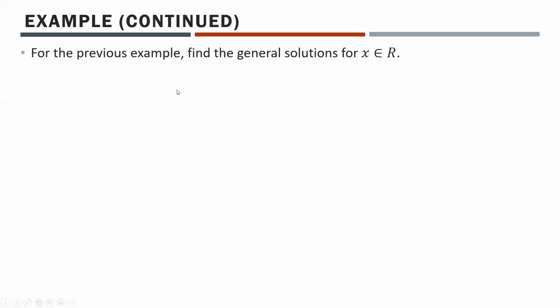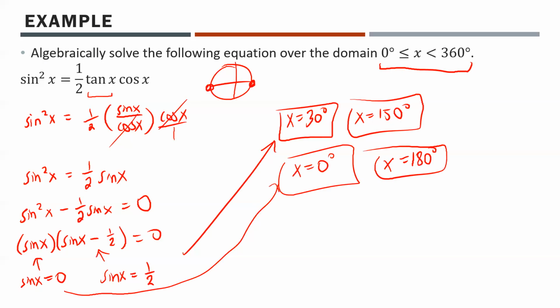Now, for the previous example, find the general solutions for x as an element of R. These are always annoying, but they're not as bad as a lot of people make them out to be. Basically, look for some sort of a pattern. If we go back to the 4 solutions we had, that was just within our first 360 degrees. Look for any patterns, right? These two are consistently going to be 180 degrees apart. So there's a pattern. These two, however, not really so much of a pattern there.